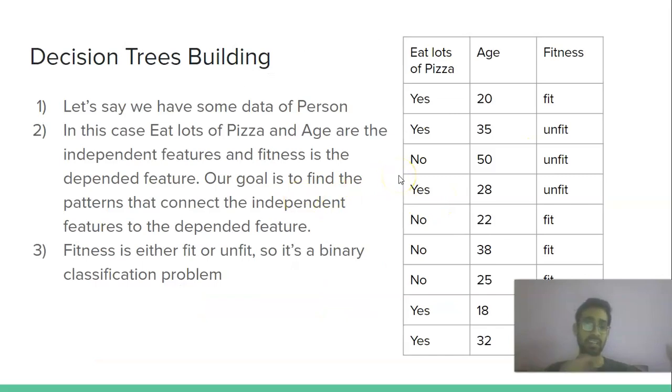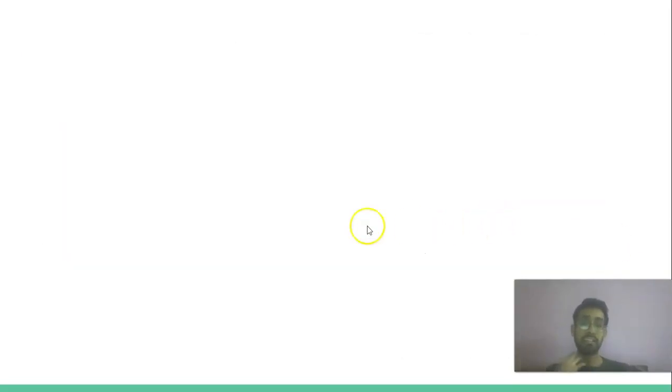Let's go to a direct example and see how we can split based on the independent variables and dependent variable, and how we can make conditions on it. Here I took an example of data that I just randomly filled. There are two independent variables, eat lots of pizzas and age, and one dependent variable, my target column, which is fitness: fit or not. Based on whether the person eats lots of pizza or not and what his age is, we want to determine the fitness of the person.